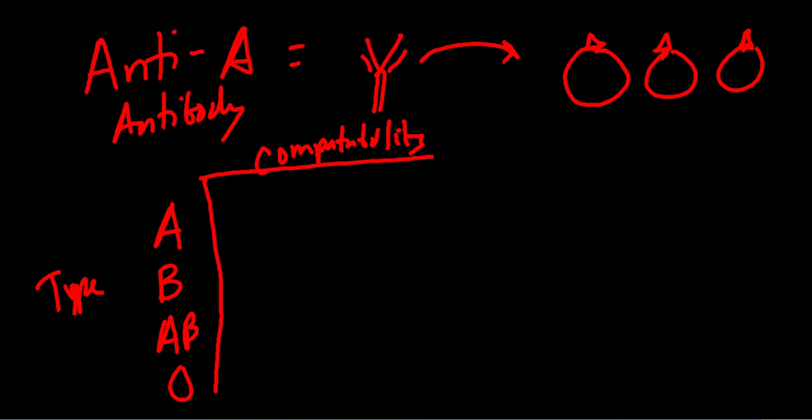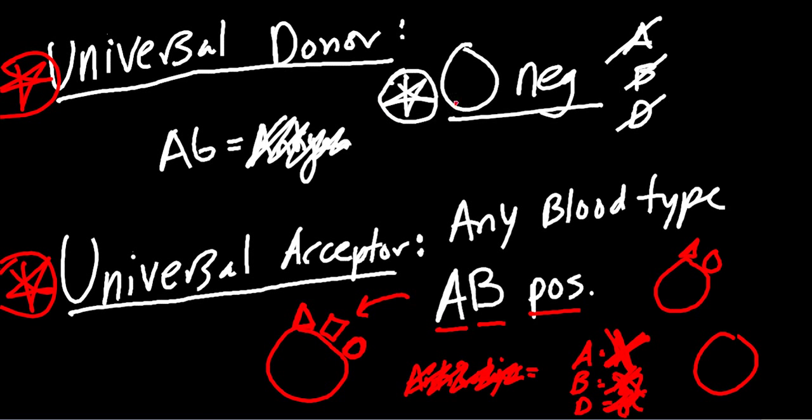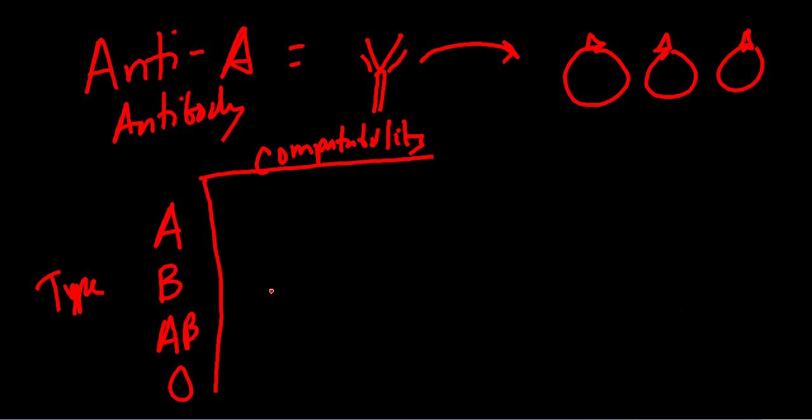So remember, I'm going to go back. The universal donor is O negative. Universal acceptor is AB positive. They're really in search of O negative donors. So going here, blood type A is going to be compatible with A. Now, does that make sense? Of course. Likewise, blood type B is going to be compatible with B. Blood type AB can be compatible with A or B, while blood type O is going to be compatible with only blood type O. Okay, that makes sense.